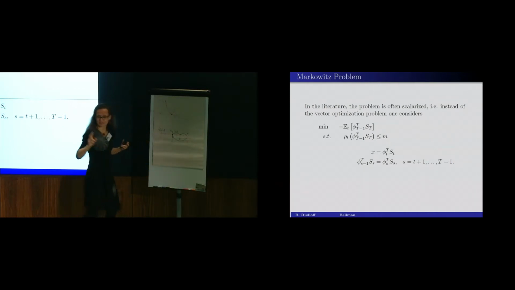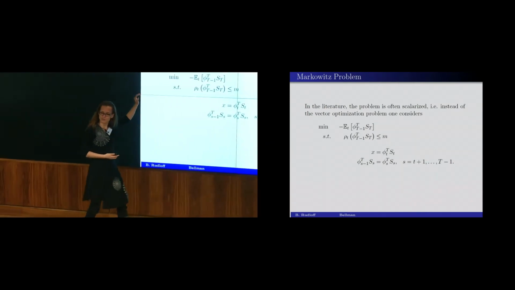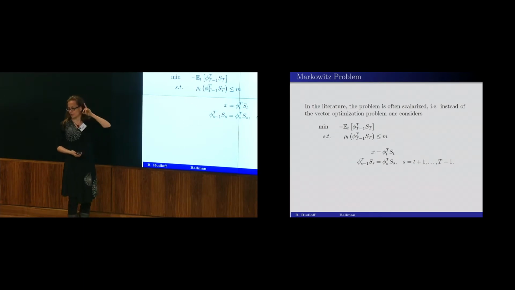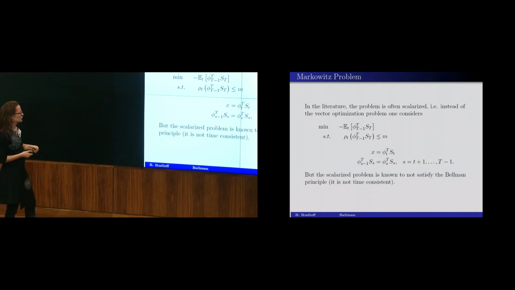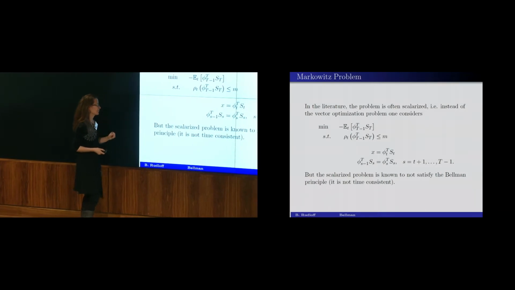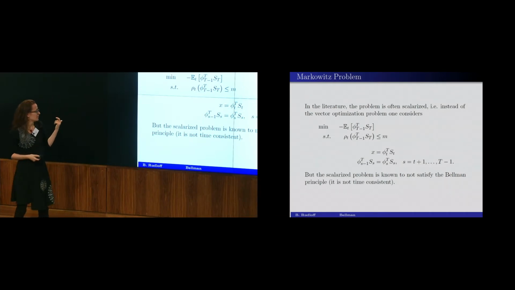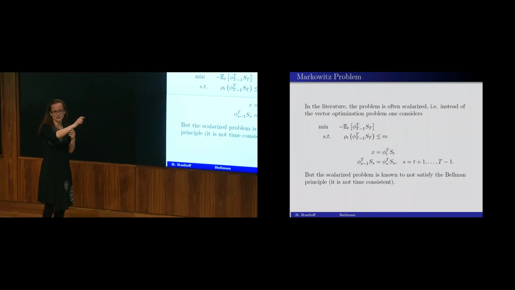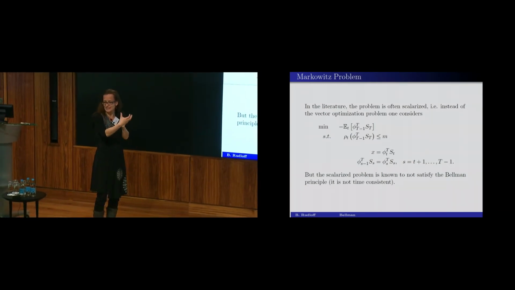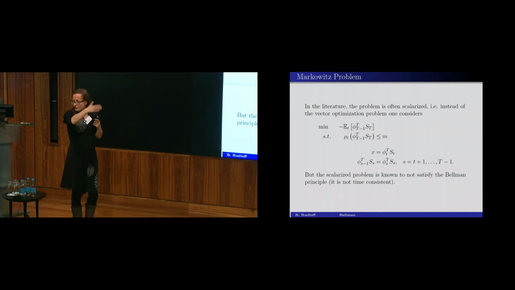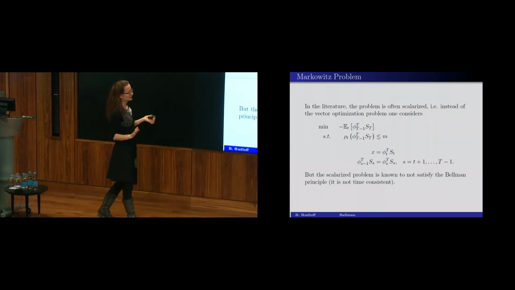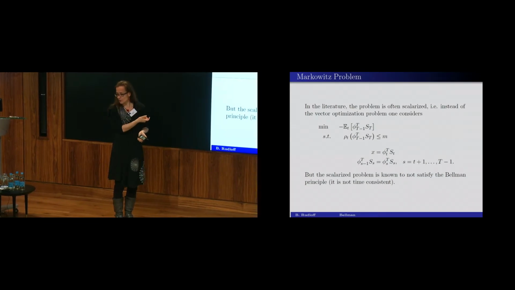So this is a usual approach to have a higher dimensional problem and turn it into a one-dimensional problem. But it's well known that this one-dimensional problem does not satisfy the Bellman principle. So it's not time consistent. That means in order to solve the dynamic Markowitz problem, you don't have this backward recursion. It just doesn't satisfy this recursive representation, so you cannot chop the problem into smaller, easier one-step problems. It's just not possible. And there has been a numerous amount of papers on how to solve this time inconsistent problem.